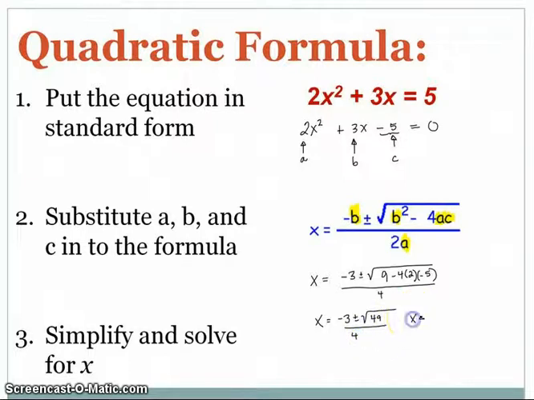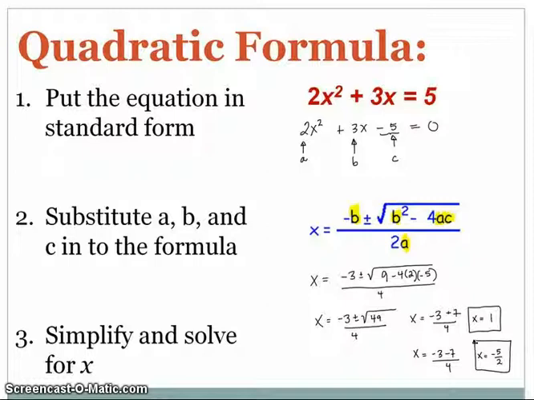This becomes x is equal to minus 3 plus the square root of 49 over 4, and x is equal to minus 3 minus the square root of 49 all over 4. And I get x equals 1, and x equals minus 10 over 4, which is minus 5 halves. So these are my two roots or solutions to this problem.